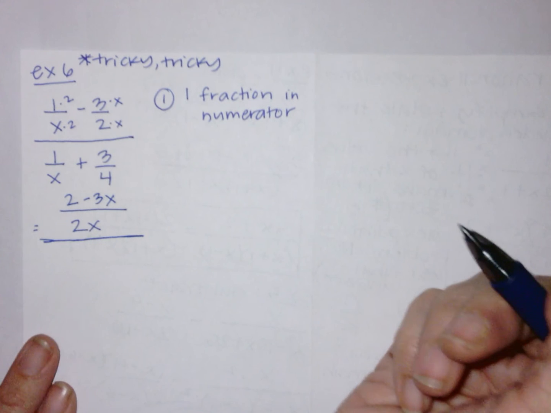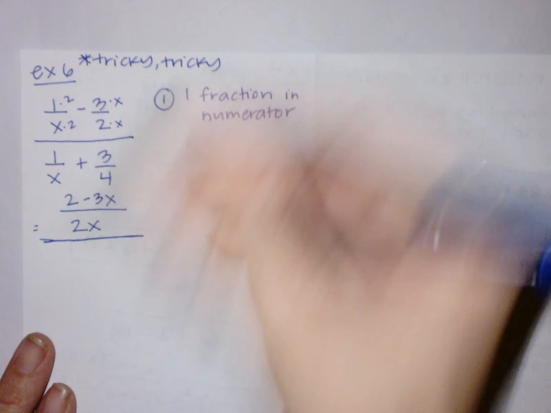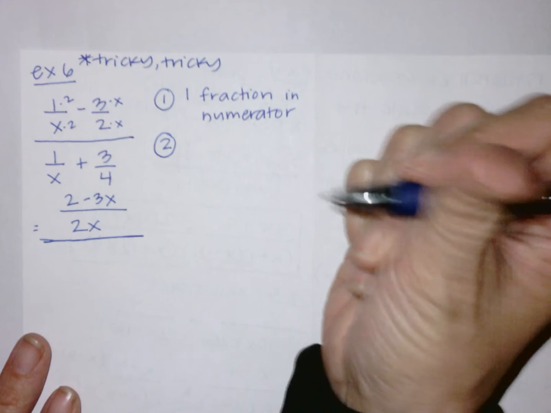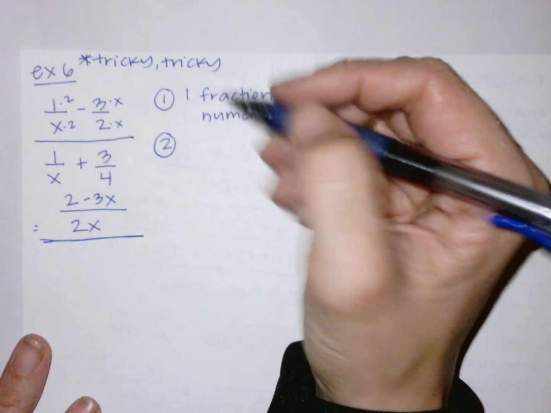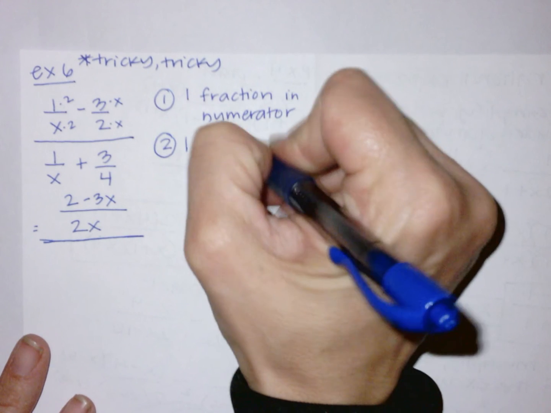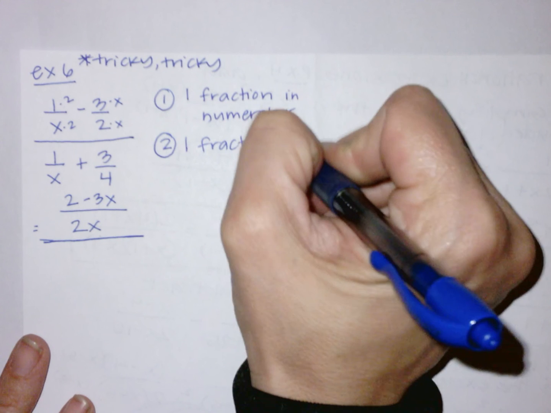Sometimes if you make that bar darker, it reminds you that it's a fraction within a fraction. The second thing you're going to do is ignore the numerator and do one fraction in the denominator.